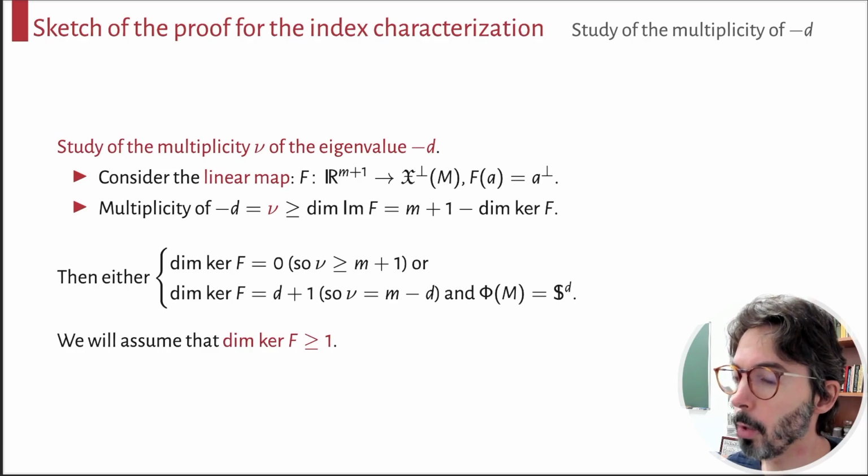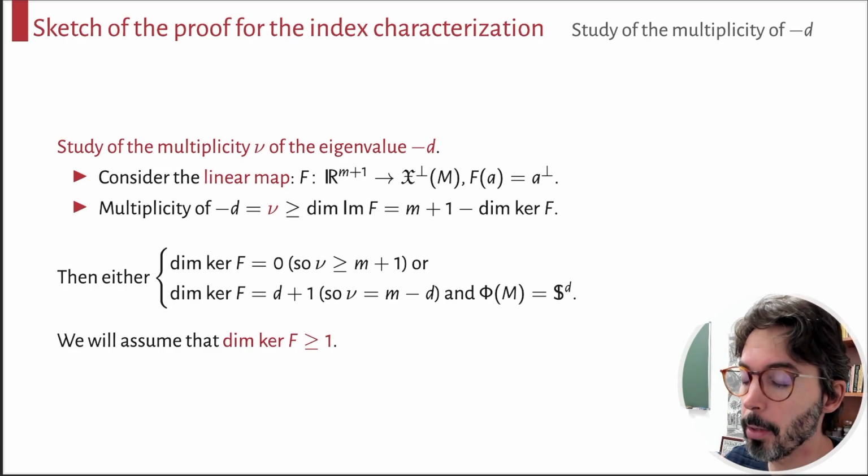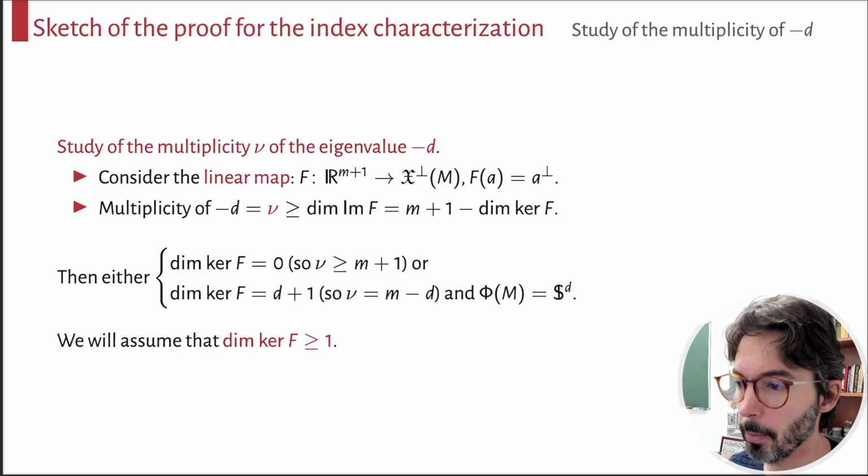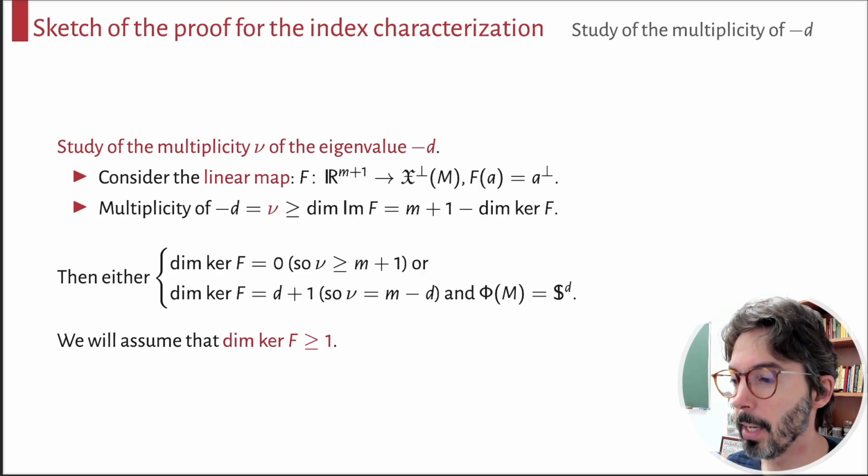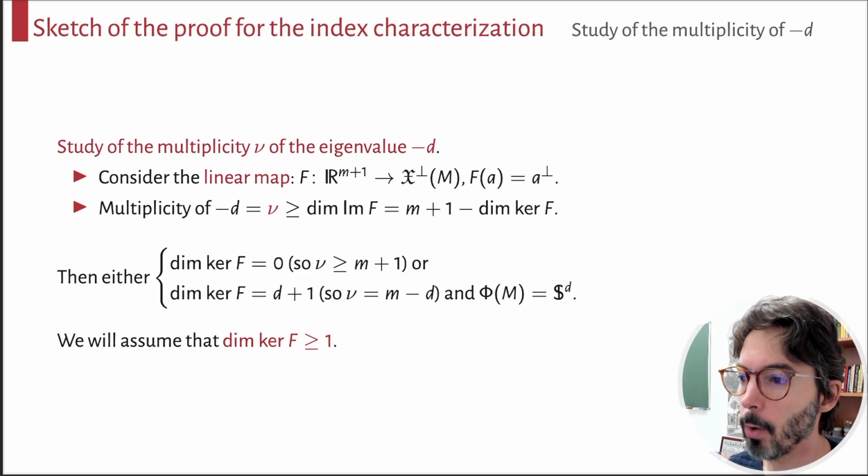So we are going to assume that the dimension of the kernel is bigger than or equal to 1, since if it is 0, we get part of the claim. Okay, so in this case, we need to show that this dimension of the kernel is actually d+1, and the immersion is actually a great sphere.